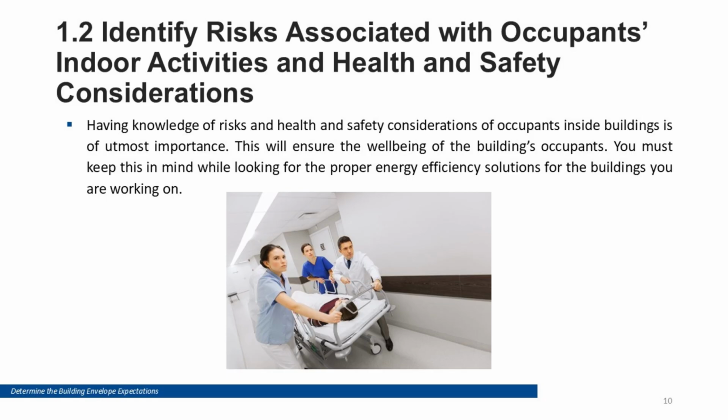Identify risks associated with occupants' indoor activities and health and safety considerations. Improving efficiency must not create indoor health risks. Key risks include poor ventilation, build-up of pollutants, moisture and mould, and combustion byproducts such as carbon monoxide. As buildings become tighter, ventilation must be controlled and intentional, while basic safety measures, fire, services, access, remain essential.